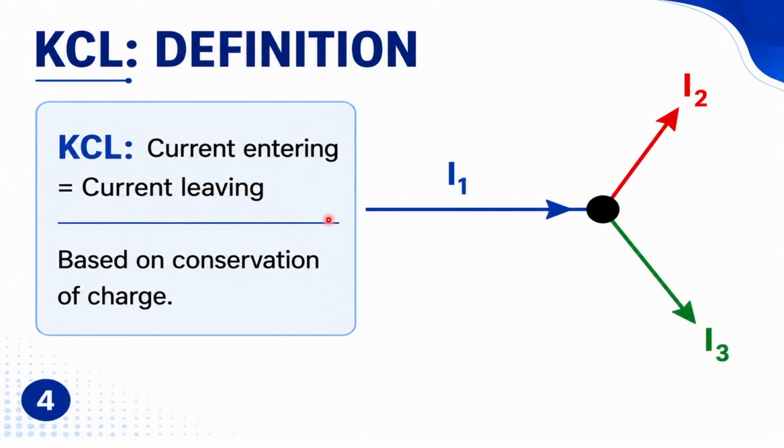And Kirchhoff's current law definition. Kirchhoff's current law just states that the current entering the node is equal to the sum of current leaving the node. And this law is based on the conservation of charge.